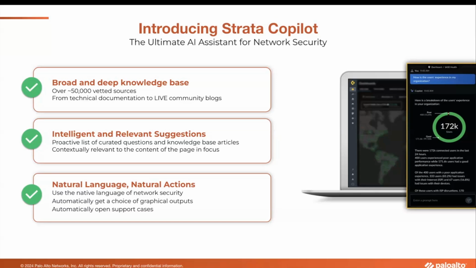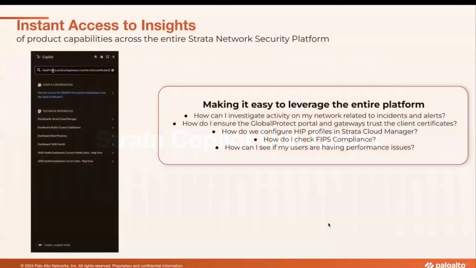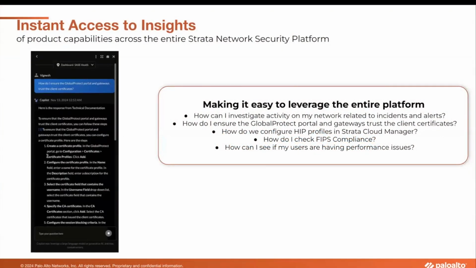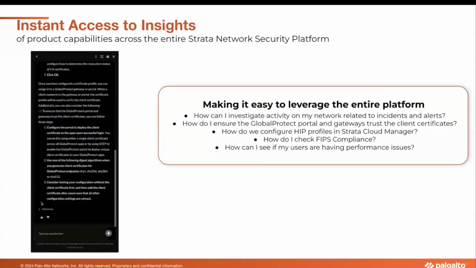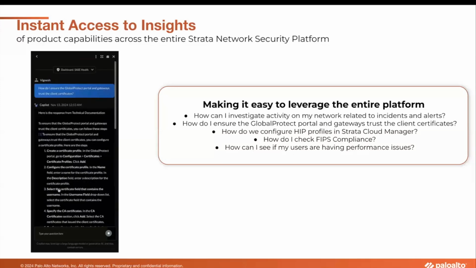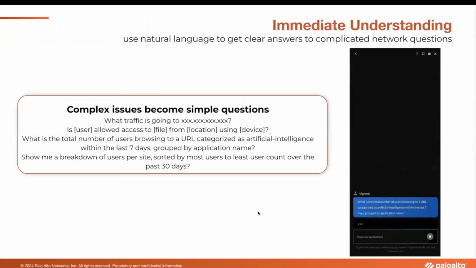Now, moving forward, I wanted to quickly touch base on some general use cases of Strata Copilot. As I mentioned, instant access to insights. So if you look at it, it has the product capabilities across the entire Strata Cloud Manager, entire Strata network security platform, and you can make easy conversations with it to leverage the entire platform. For example, here, I'm asking it, how do I ensure the GlobalProtect portal and gateways trust the client certificates? So it's that simple. You can ask free-form questions, you can select from the curated questions, and you can look at the technical references provided by it. So it will give you instant access to insights. And these are some of the examples I wanted to show you of how the conversation can be started in Strata Copilot.